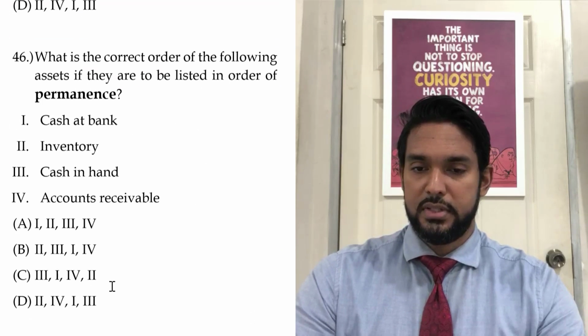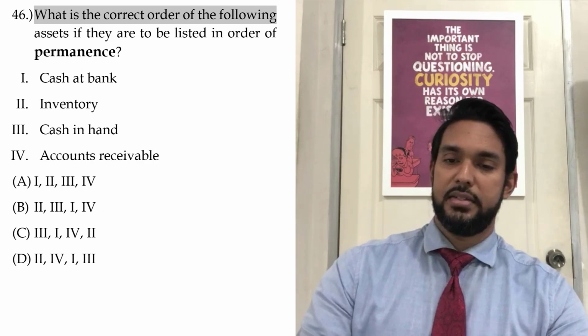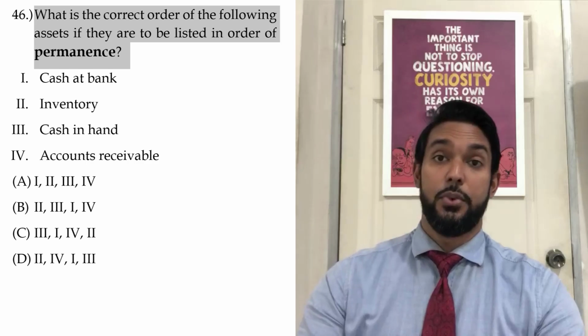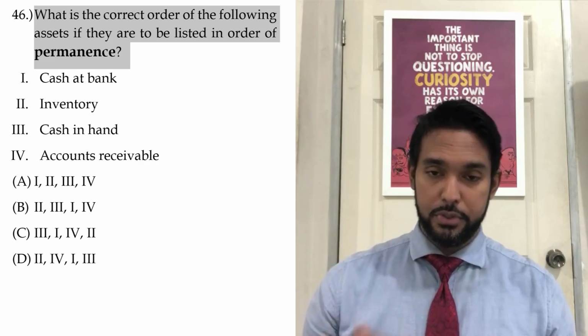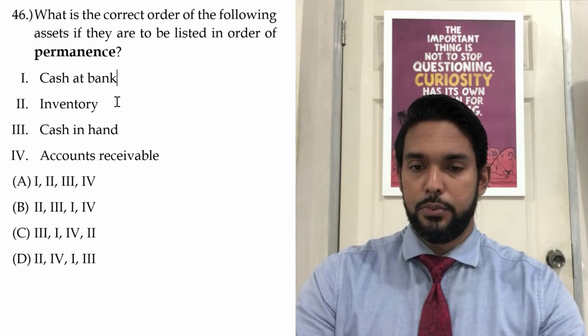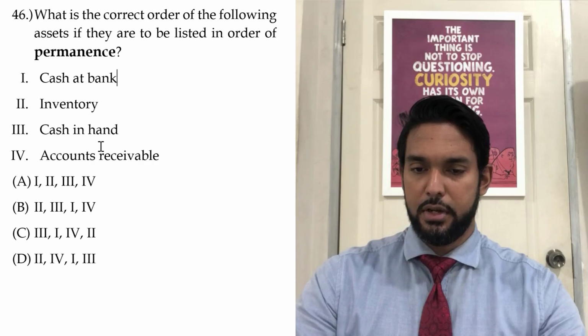Scrolling down, let's take a look at number 46. What is the correct order of the following assets if they are to be listed in order of permanence? So once again, permanence is the opposite of liquidity. The longest lasting assets first, and then you go down. So we know it's cash at bank, inventory, cash in hand, account receivable.